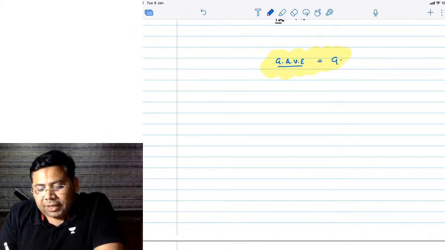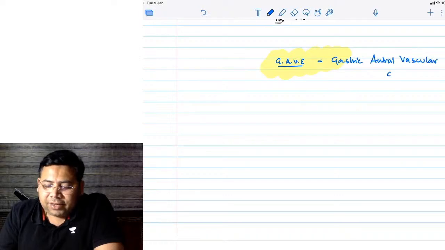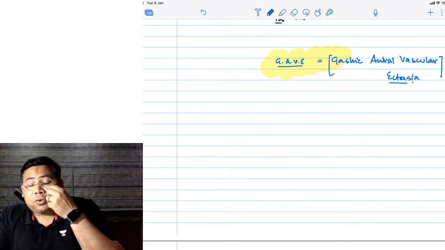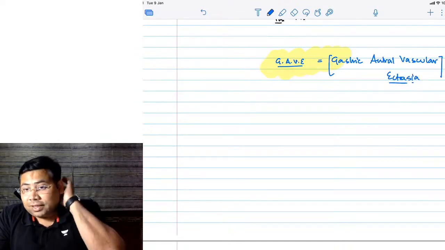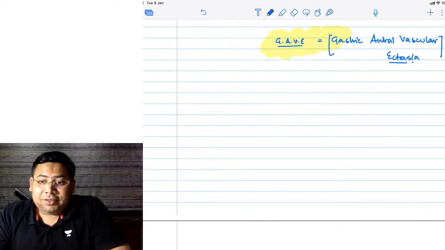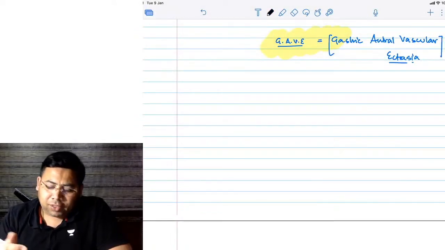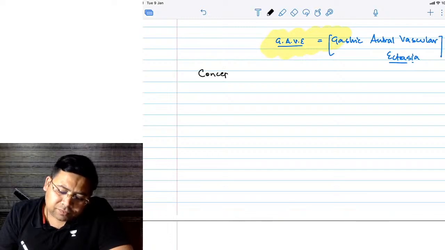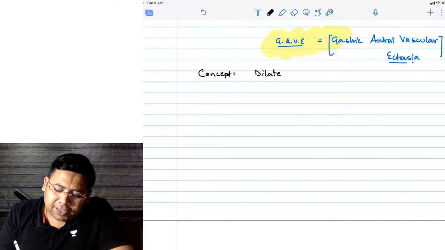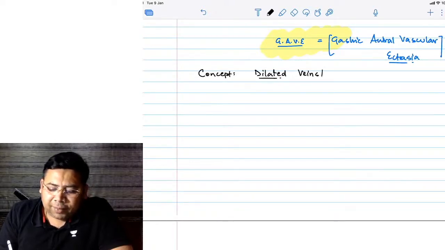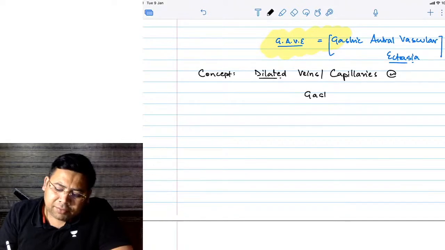Let us talk about this GAVE. When we talk about gastric antral vascular ectasia, since you have asked me to take some GI endoscopy based topics, that is why I have selected this. Dilatation of the mucosa, this is what it is. Let me tell you everything about this topic. What is GAVE all about? It is the concept of dilated veins and capillaries.